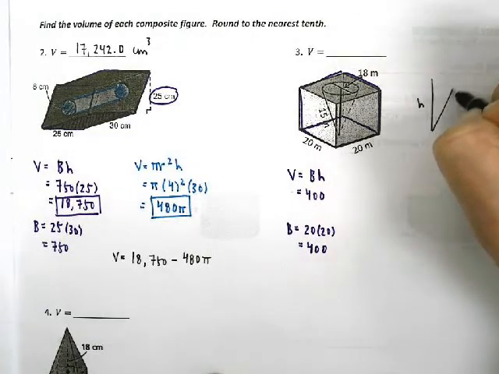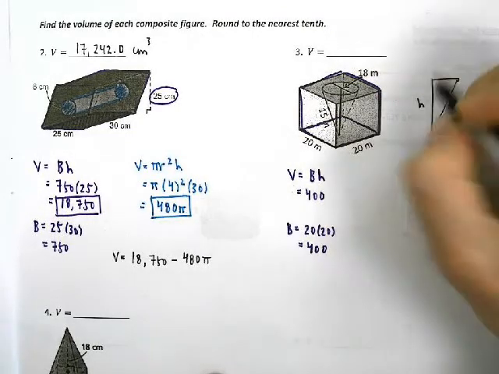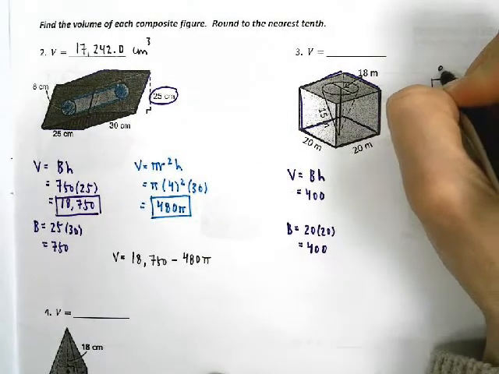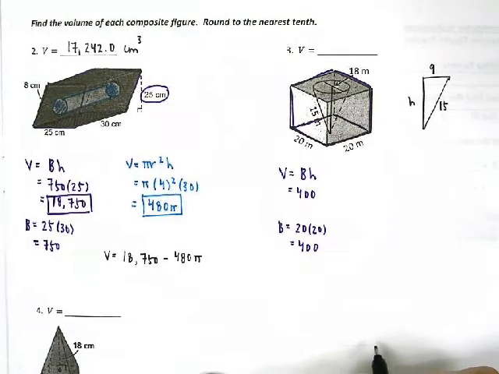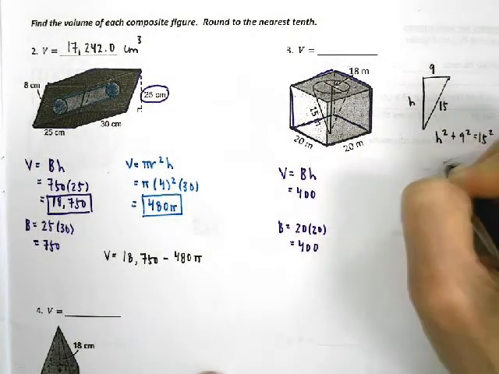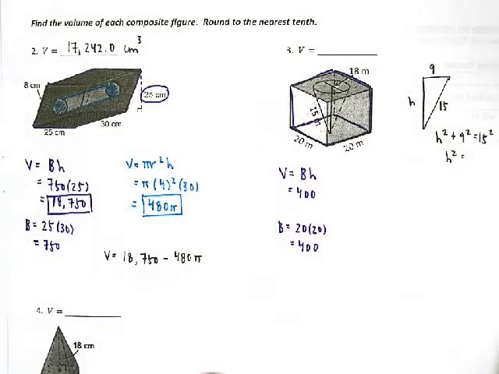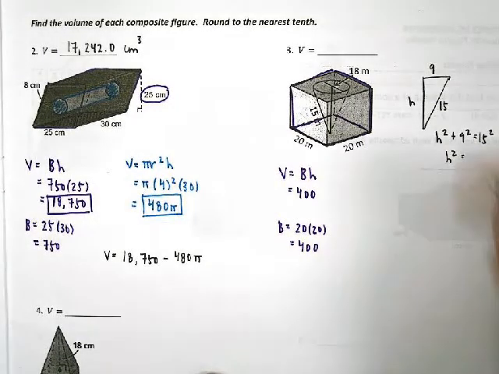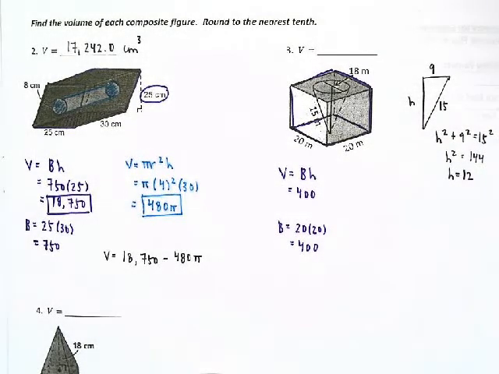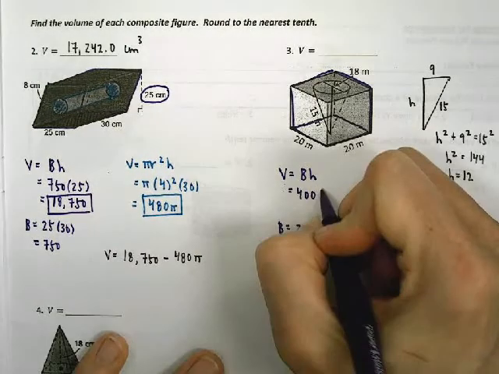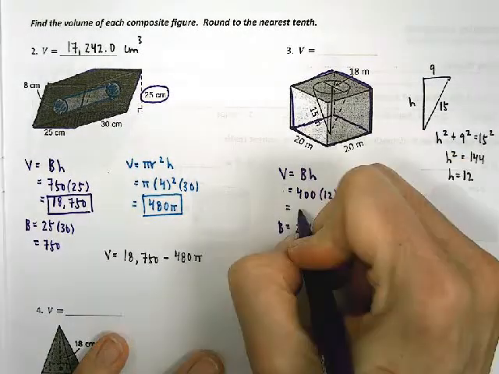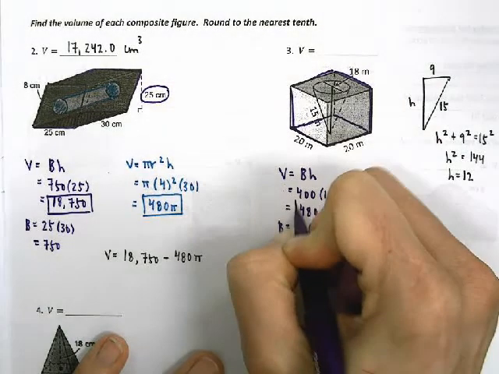I'm told that this angled side is 15. And then I know I'm going to use half of that diameter, which is going to be 9. So I'm going to use the Pythagorean theorem here to solve for the height. So I have h squared plus 9 squared equals 15 squared. So h squared is going to give me 144. And then I know that the h is 12. So that's going to be the height of both my prism and that cone. So I have 400 times 12, which is 4,800 for that volume.